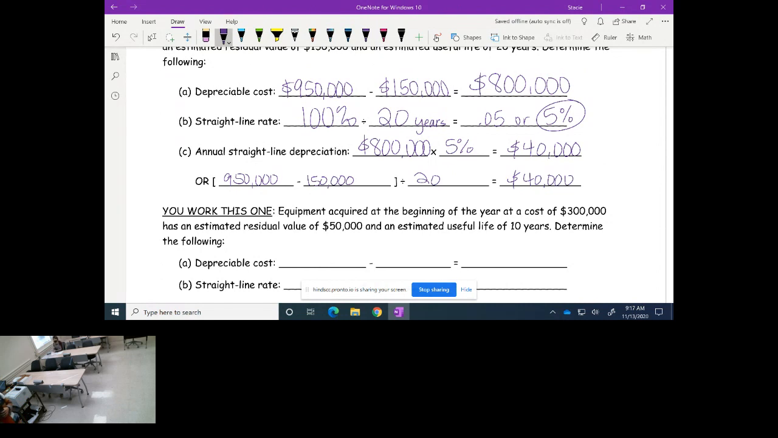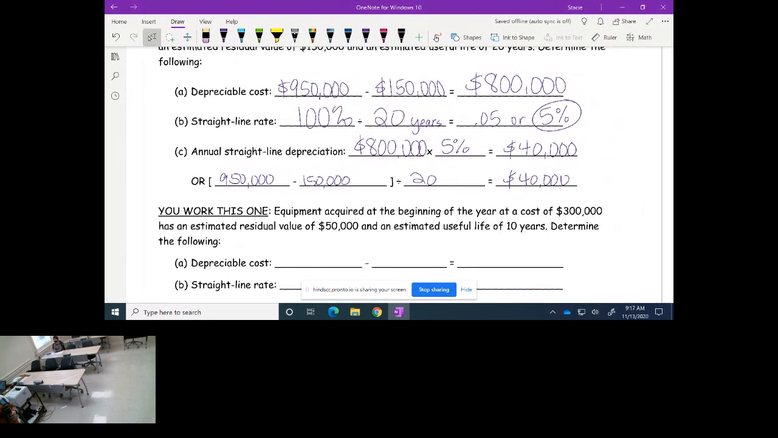So that's what we're doing. First, we're just saying, okay, we're going to calculate what percent we're going to take of depreciation every year. So you can see by getting this depreciable cost, using the percentage, we get the same amount as taking our cost minus residual divided by the number of years. So that's just two different ways to calculate the same number, whichever one makes more sense to you.